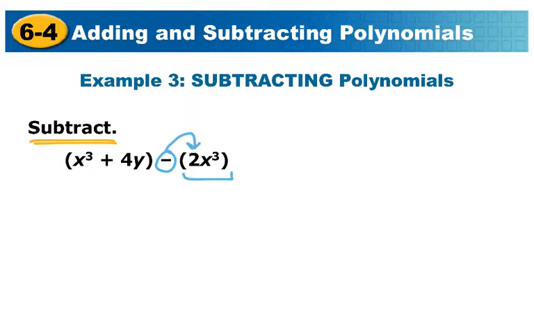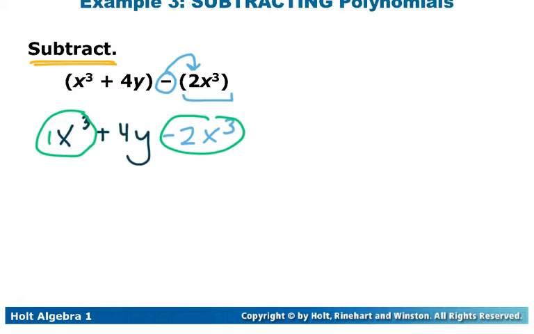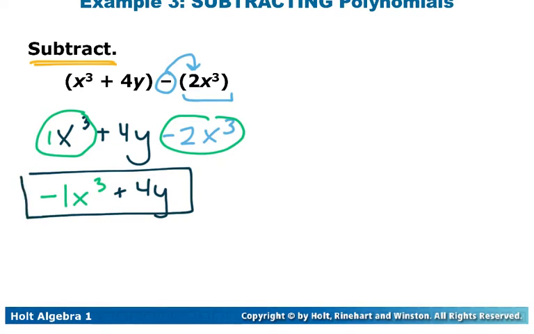So if we take the time to rewrite this, this is going to be x cubed plus 4y minus 2x cubed. Which means that when we're putting our x cubes together, we have 1x cubed and -2x cubed, or to the power of 3, which means we'll have a leftover of -1x cubed, and then plus that 4y, since it doesn't have a partner to combine with.